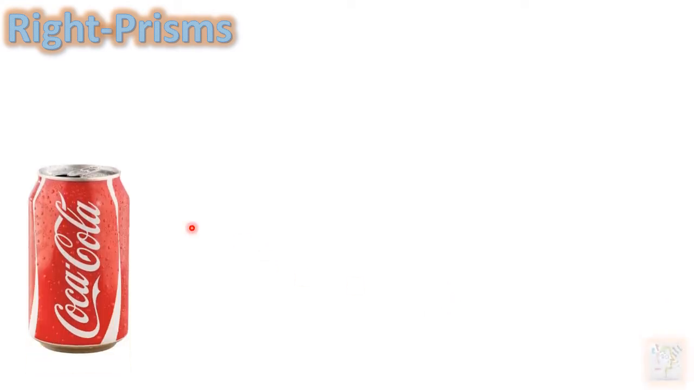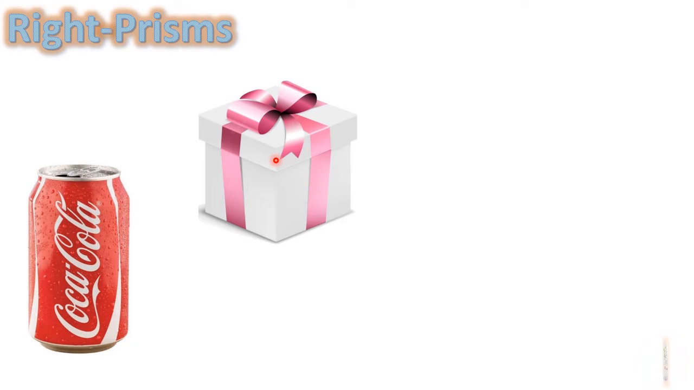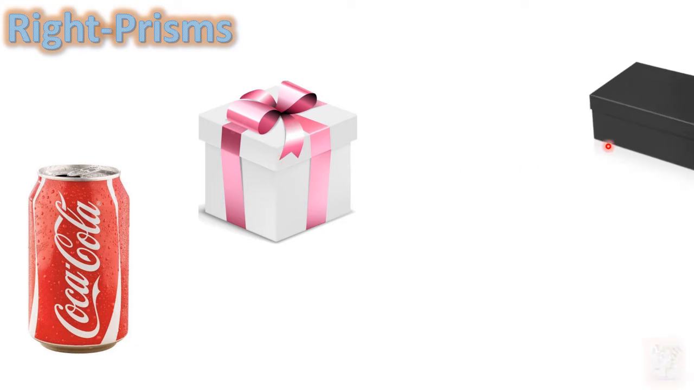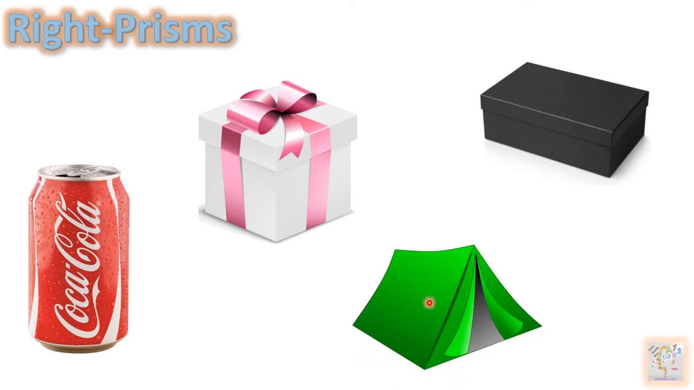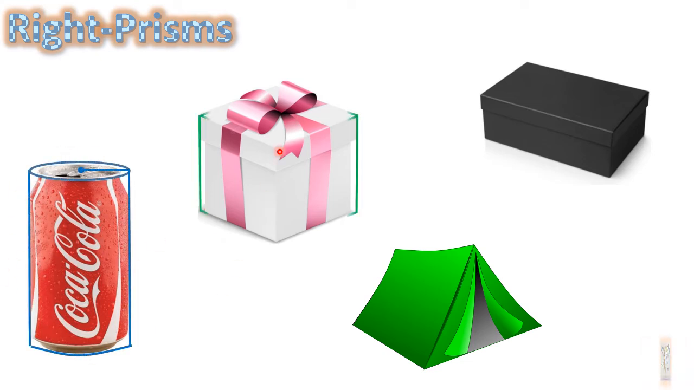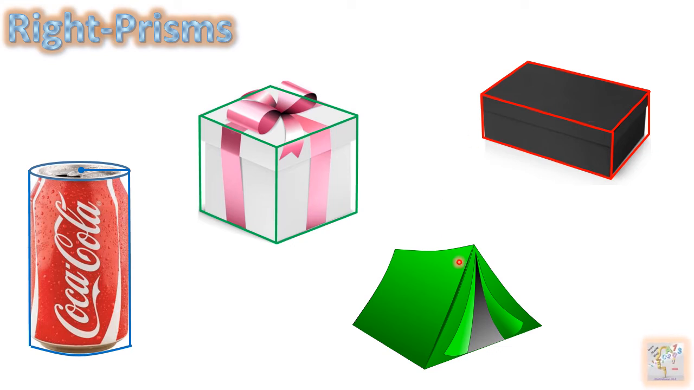For example, let's say we have a can, a Coca-Cola can. Then we also have a present box, a shoe box, and a camping tent. If we draw around the edges of this particular shape, this is what you will have. And then we also draw around the edges of the present box, the edges of our shoe box, and the edges of our camping tent.